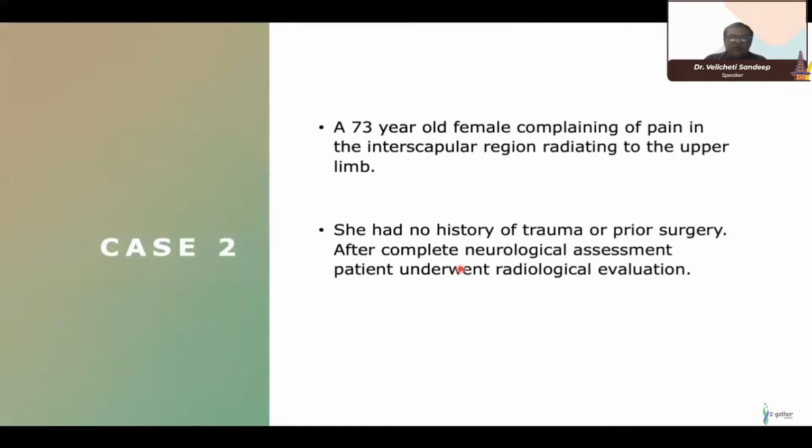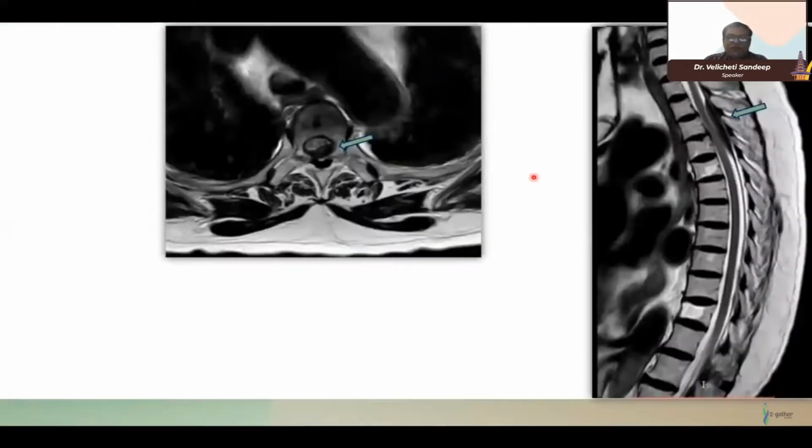So case number 2. This is a 73-year-old female complaining of pain in the interscapular region, radiating to the upper limb. So there are some dorsal spine symptoms and myelopathy symptoms pertaining to the dorsal spine. That is what the final neurological evaluation revealed. So they have advised a dorsal spine MRI.